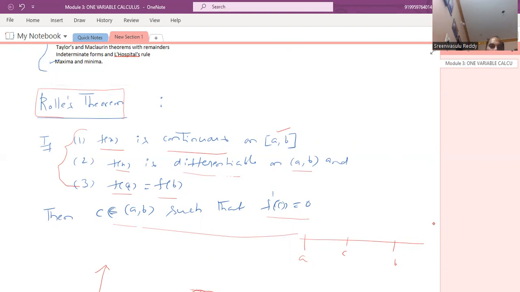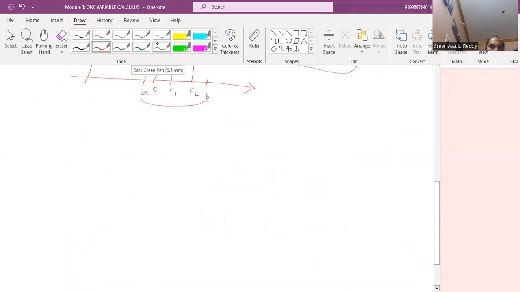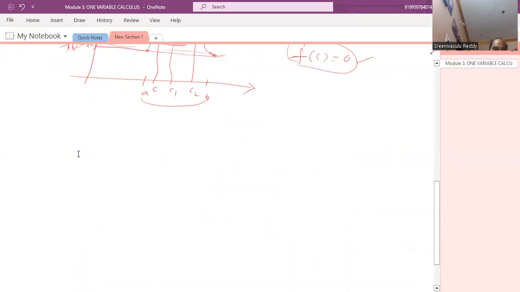There are two ways to ask a problem. Based on Rolle's theorem, they may ask two types. Type 1 is to verify the Rolle's theorem.